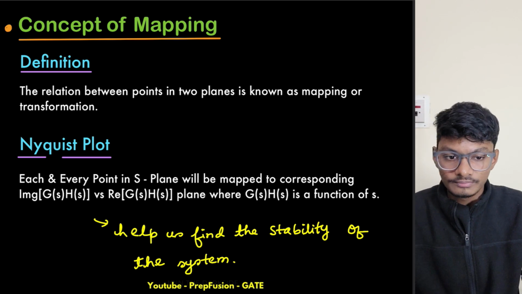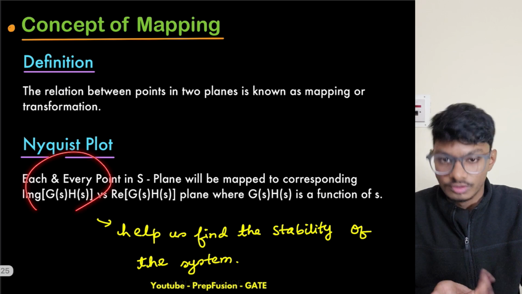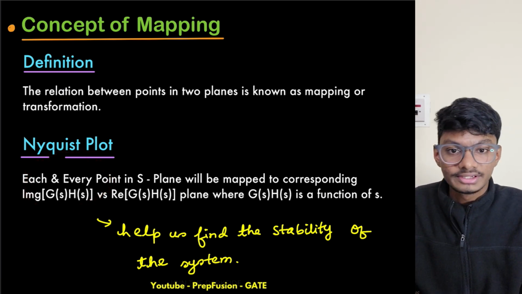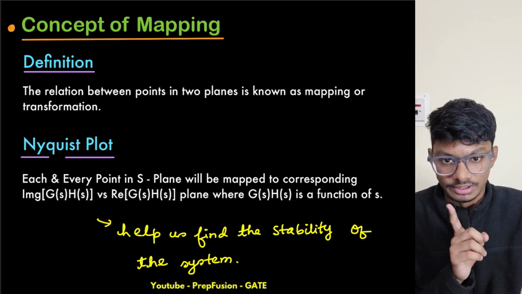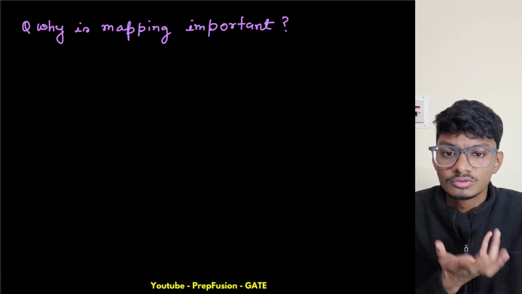So one more thing, why is mapping important here? We were finding stability through the polar plot also, but that was relative stability, not absolute stability. Here we will be able to find absolute stability. But why is mapping important? Why are we using mapping?